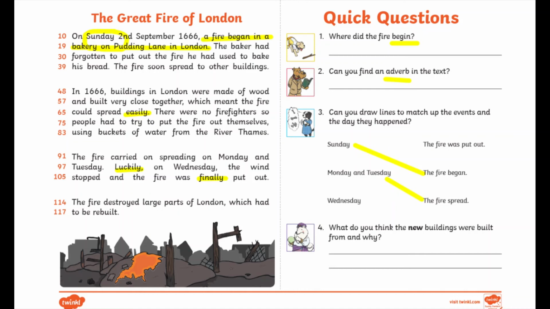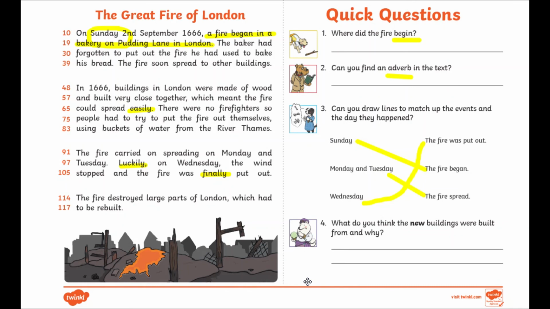But it's always a good idea to check it in the text, just in case you have got one of the others wrong. So let's just double check that. We're going to look for Wednesday. So carry on from where we got to. Here we go, Wednesday. Luckily on Wednesday, the wind stopped and the fire was finally put out. So the fire was put out on the Wednesday.